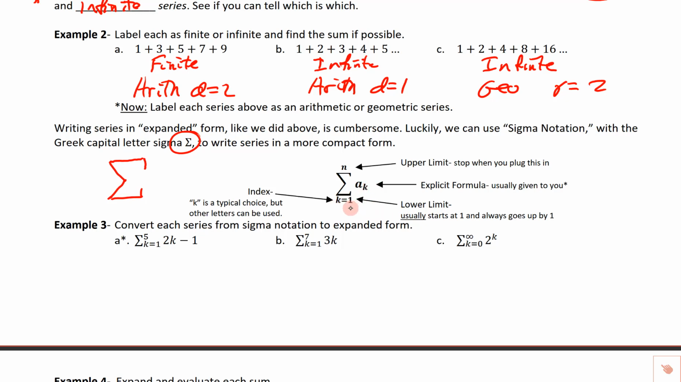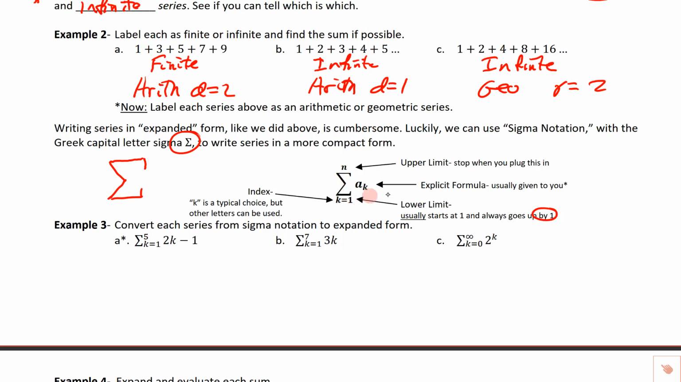Okay, we're going to start usually at 1, but not always, and it always goes up by 1. That's the lower limit. We start by plugging in a 1 in this particular case. Then it's going to go up to whatever this is. That's called the upper limit. So we stop once we've plugged that number in. So we start at 1, count by 1 until we get up to whatever that number is.